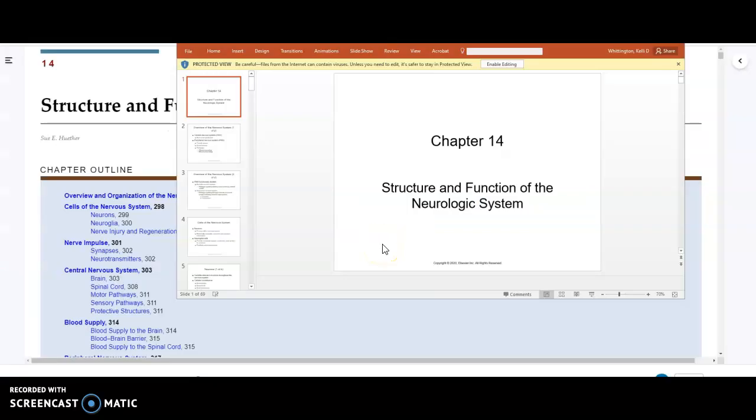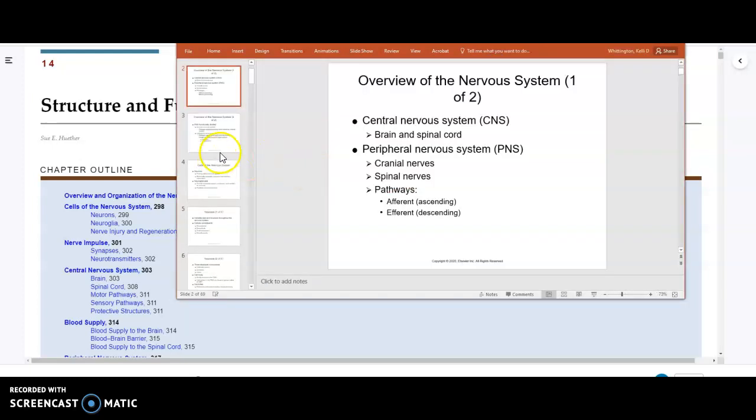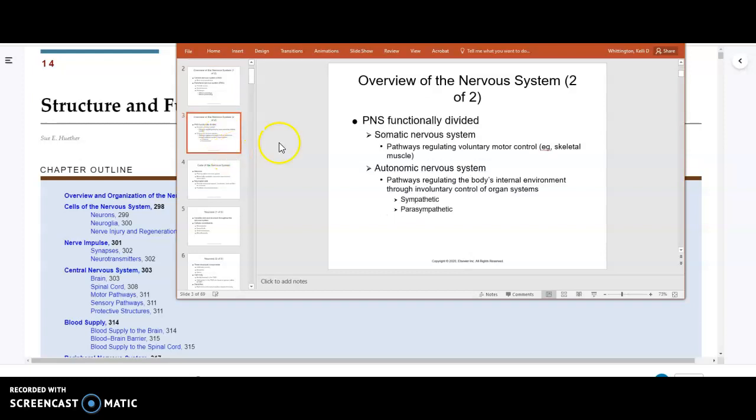Hey guys, you'll notice on our course map that it says to review Chapter 14. So Chapter 14 strictly does the A and P of the neurological system. I have opened up the PowerPoint so that you can view that if that helps you walk through it. Pay special attention to the autonomic nervous system, specifically the sympathetic and parasympathetic.